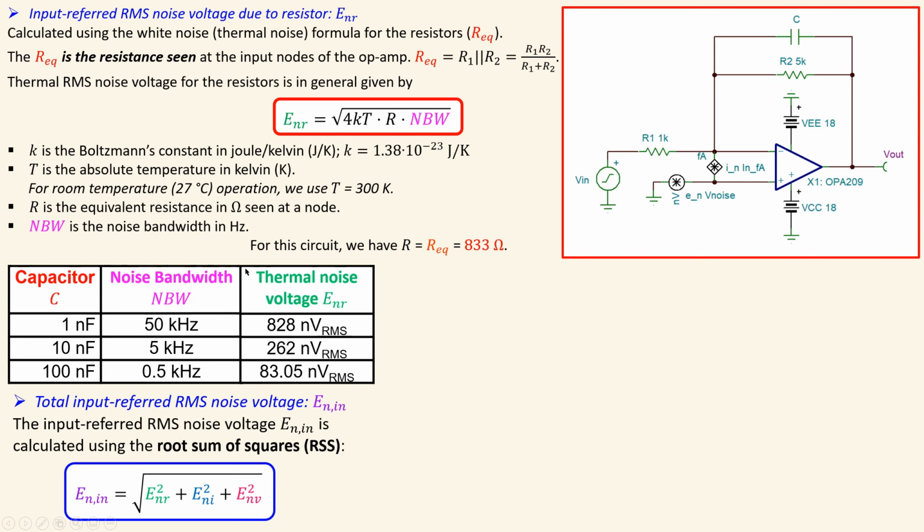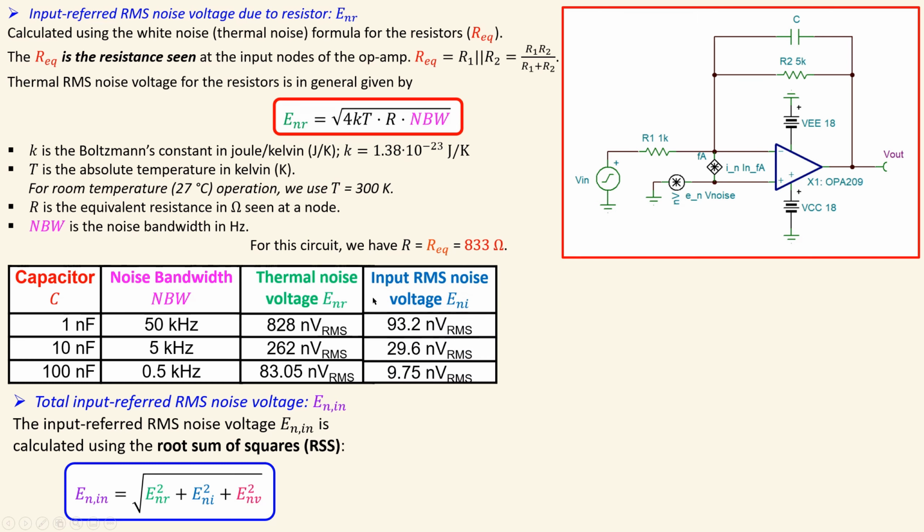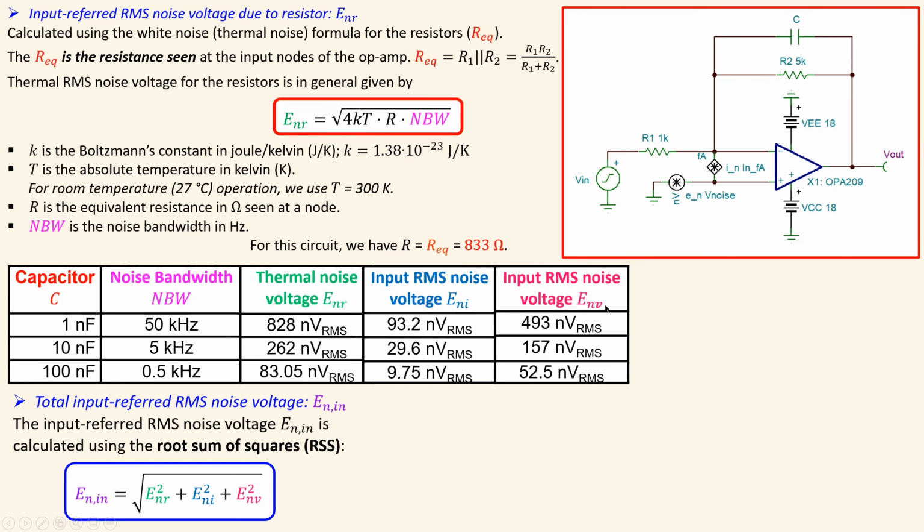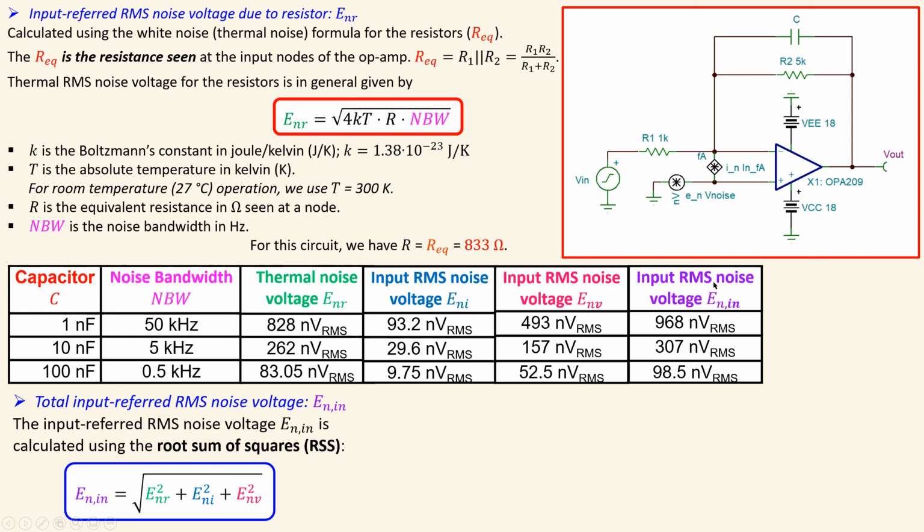We have now the green part, which is the thermal noise voltage due to the resistors. Now this was calculated already in the previous discussion. That was the input RMS noise voltage due to the current source of the op-amp, and we have the input RMS noise voltage due to the noise voltage source of the op-amp. Now these three we have, and we will now use this formula to calculate the input-referred RMS noise voltage. And you can see the values here.